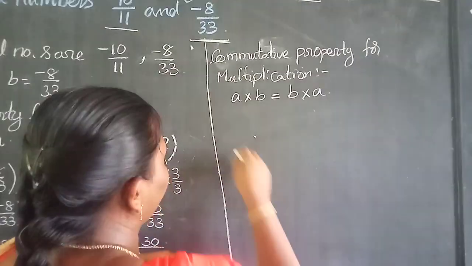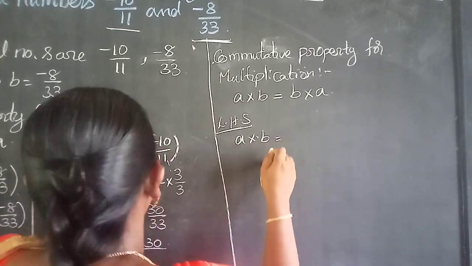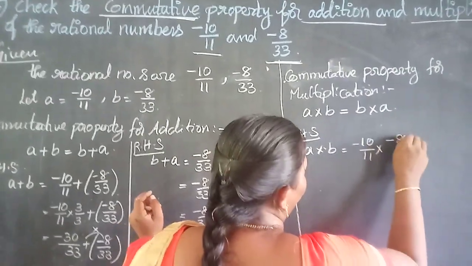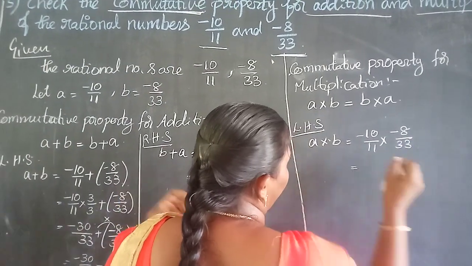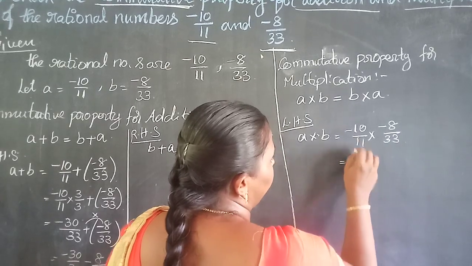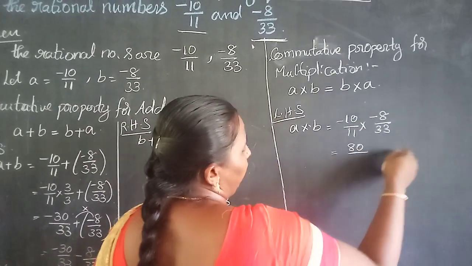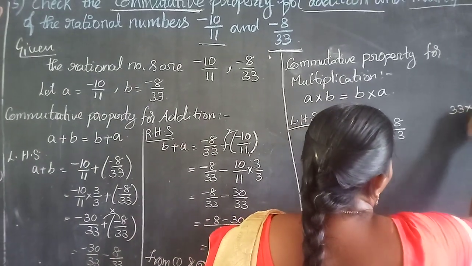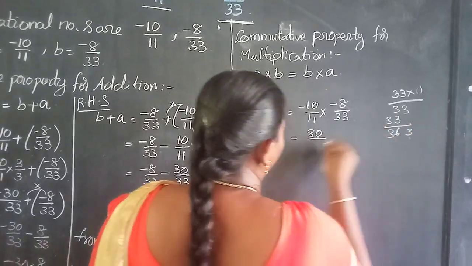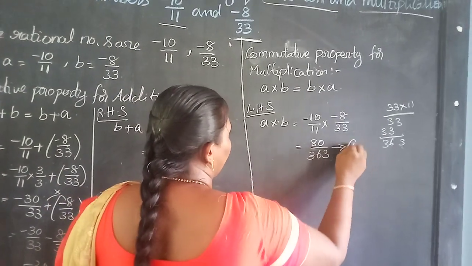Okay. So what we did in the previous sum, that only LHS part. A into B. What is A? We assumed minus 10 by 11 into B is minus 8 by 33. So here it is not possible to cancel. Just multiply the numerator and multiply the denominator. Minus into minus will get plus. 10 8s are 80 divided by 33 into 11, 363. Okay, next take it as equation number 1.